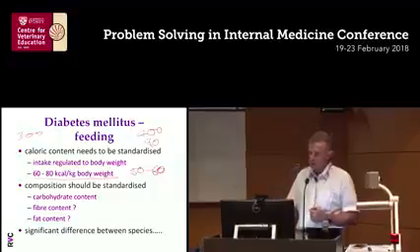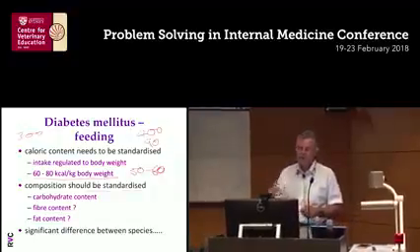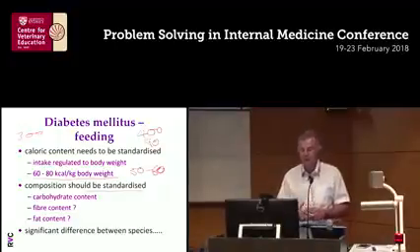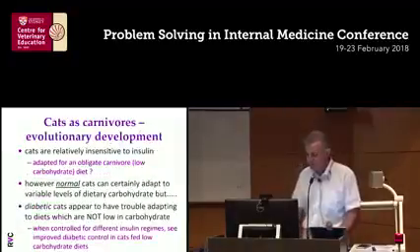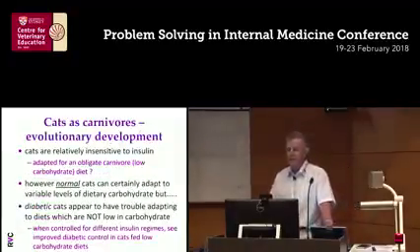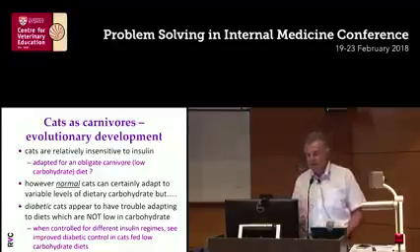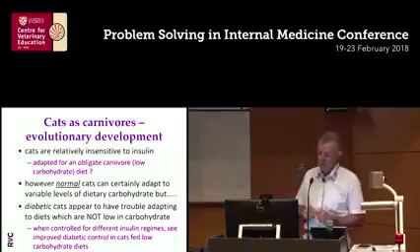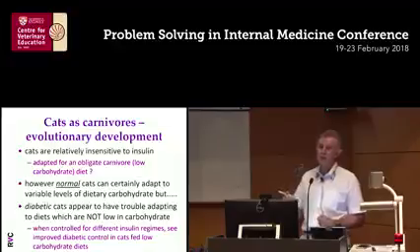So it's a guide. We want to make sure that the composition is standardised though. Composition standardised carbohydrate content, fibre content, fat content. And there is a difference in terms of feeding between the species. Cats are relatively insensitive to insulin. The suggestion is that's because they've been adapted for their obligate carnivore role. So they tend to have, in the wild, a low carbohydrate diet. Eating small rodents, the carbohydrate content is around 8 to 10% of a rodent.